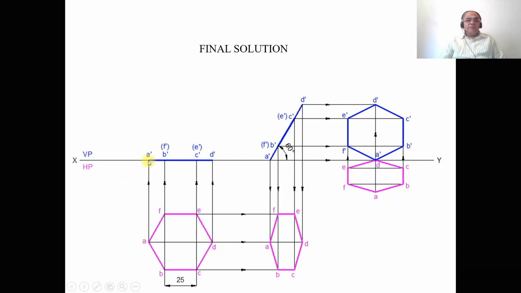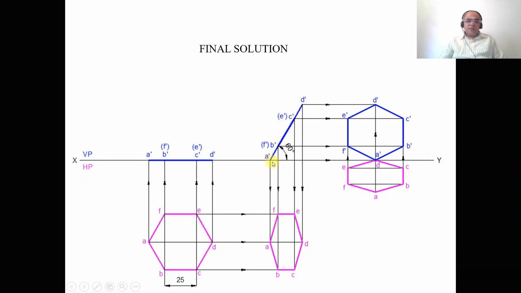Similarly, you measure the distance from A dash to C dash, which is the same as from D dash to B dash. With A dash as center, cut an arc on that 60 degree line, so that you are going to get this point as C dash and E dash in bracket, and you mark those points. Similarly, with D dash as center, using the same radius, you cut an arc on this side, and you mark this point as B dash and F dash in bracket. Then join A dash to D dash with a dark line.